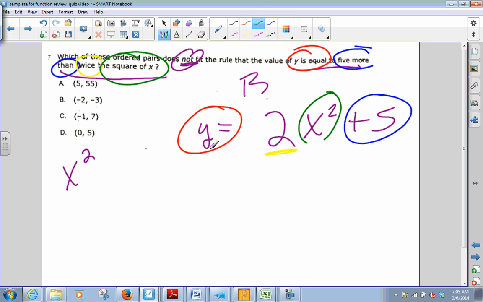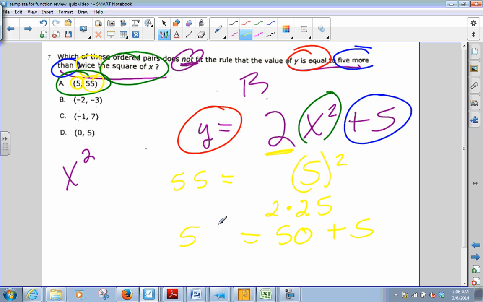Again, y equals is right here. 5 more than is where I got my plus 5. The square of x is right here, and twice the square of x is 2 times. So I'm going to plug this in and see whether or not my first value works. I'm going to put in 5 for x, and once I do all this other stuff, I should get 55 out for y, if that's the one that works. 5 times 5 is 25. Now I do the times 2. 2 times 25 is 50. 50 plus 5 does give me 55.